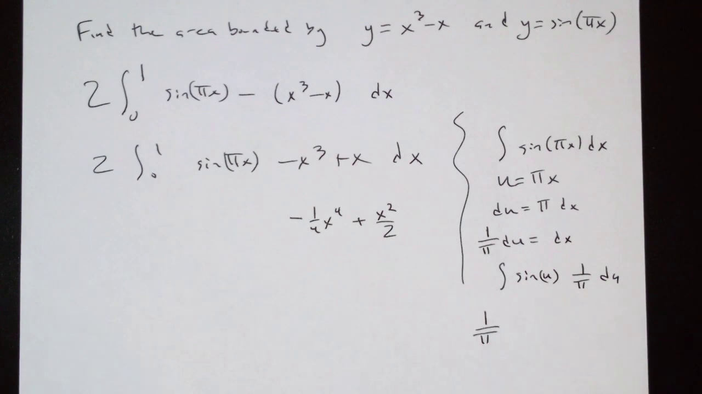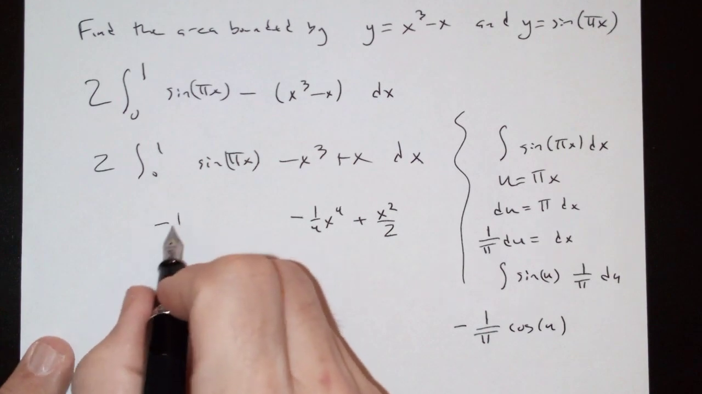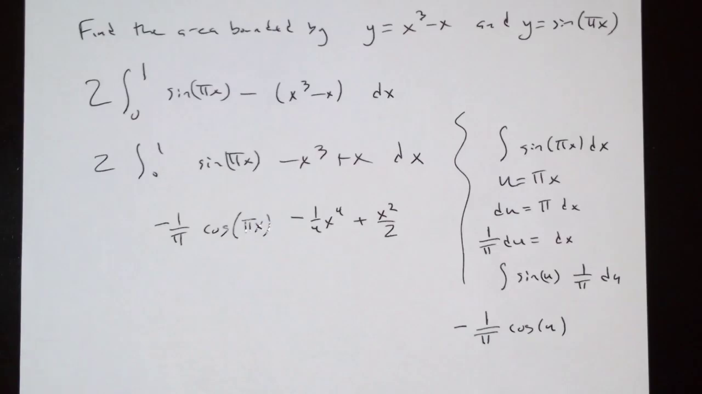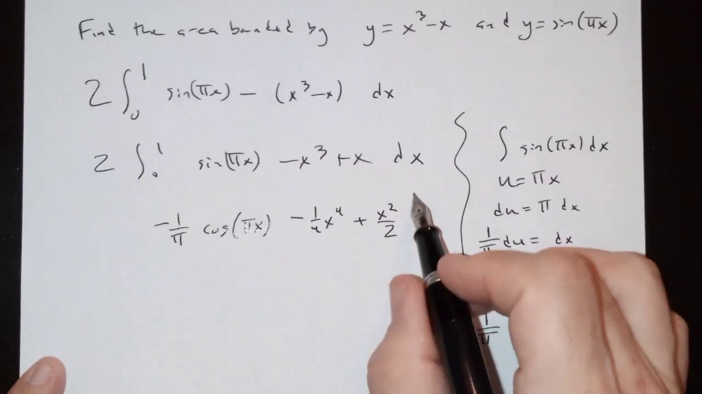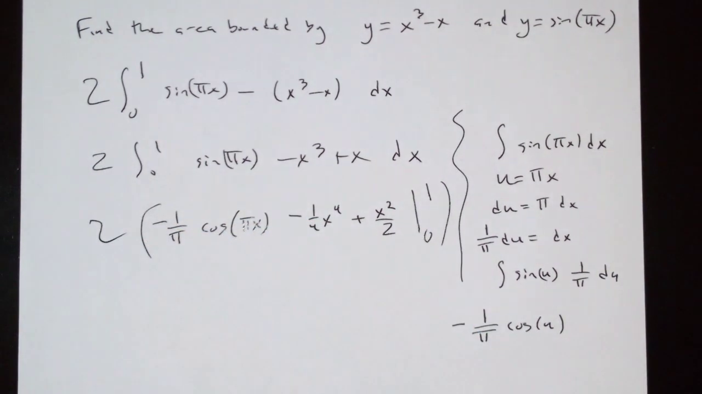What's the antiderivative of sine? Because the derivative of sine is cosine, I've got to go the other way around. That means I get the extra minus sign. Hey, that's going to go over here. Negative 1 over π cosine u. But u is πx. And now I can plug in a 0 and a 1. And when I'm finished, I can multiply that whole thing by 2. Ta-da! Doesn't that just suck?